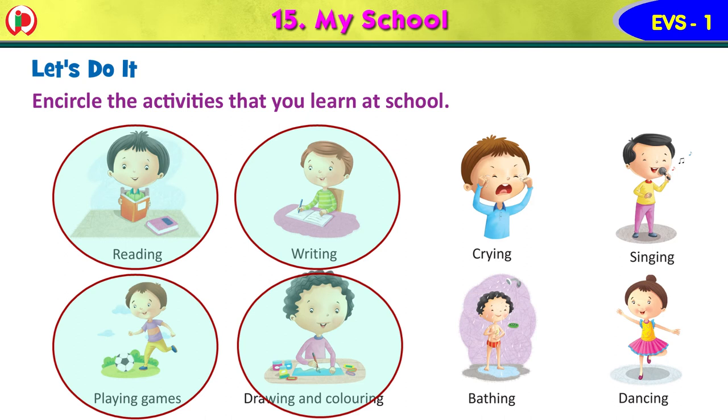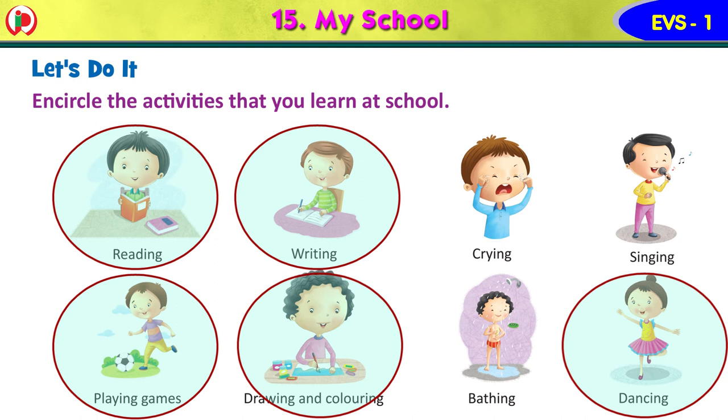Now seventh image. What is the image there? Can you see that image? Can you name what the child is doing? She is dancing there. So dance classes are there in the school, isn't it? So dance is an activity at school, we say. So we can circle that. So circle the dancing.